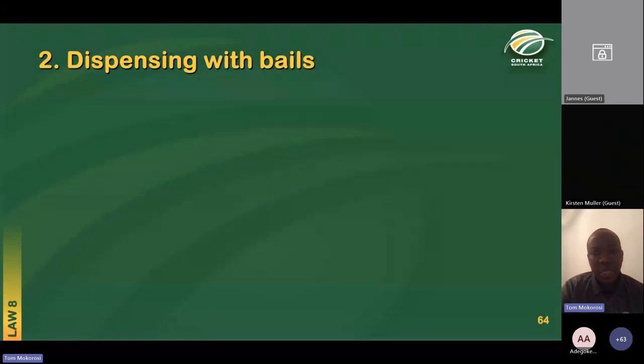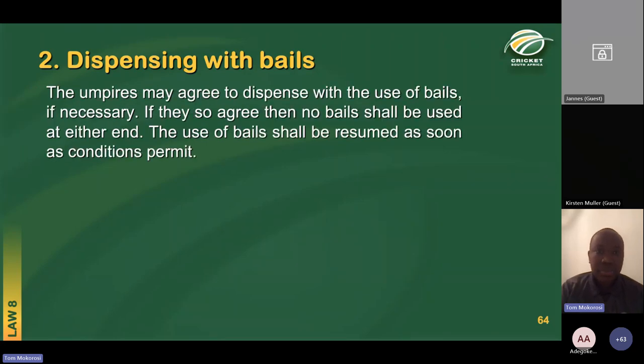When do we dispense with bails? Here in Cape Town, we do experience heavy winds, especially during summer. And if bails are not heavy enough to stay on the top of the stumps and they keep coming off repeatedly, we then go ahead and take the bails off. And law tells us that the umpires may agree to dispense with the use of bails. If we agree to do so, then no bails shall be used at either end.